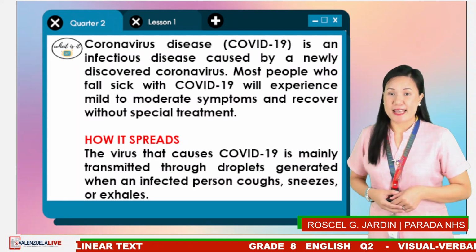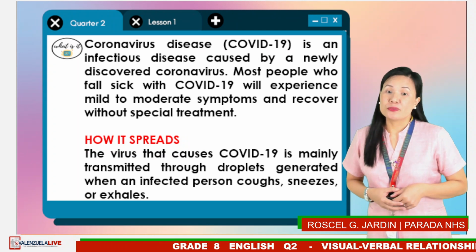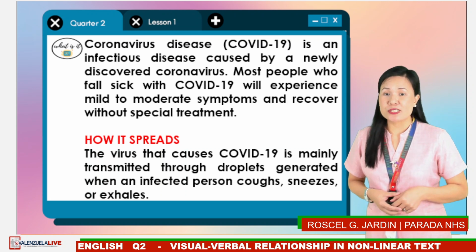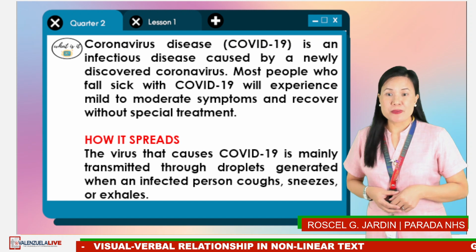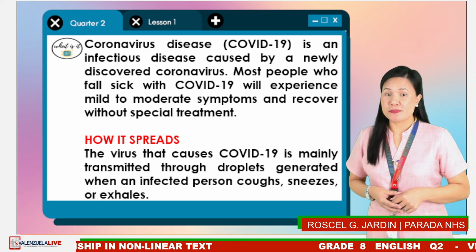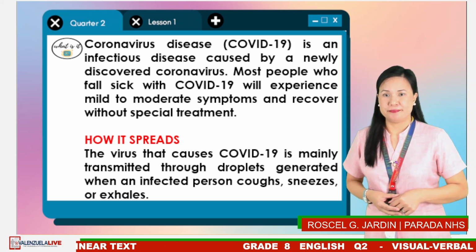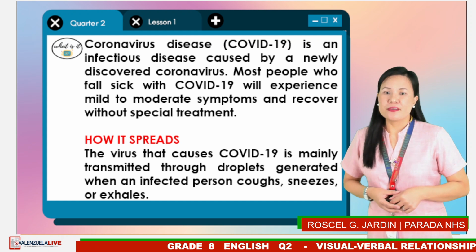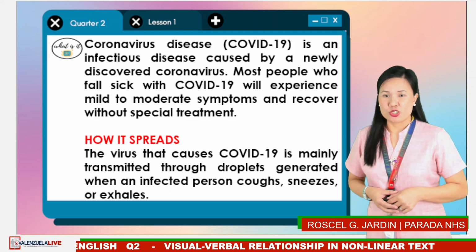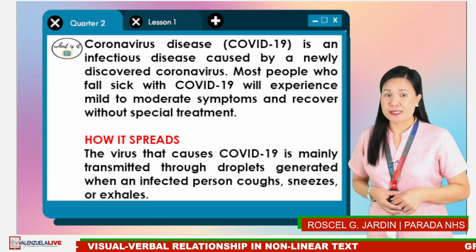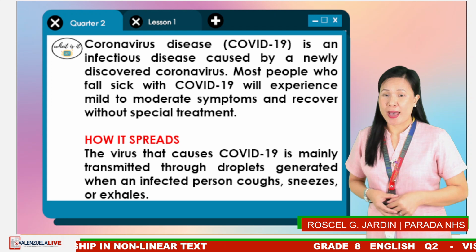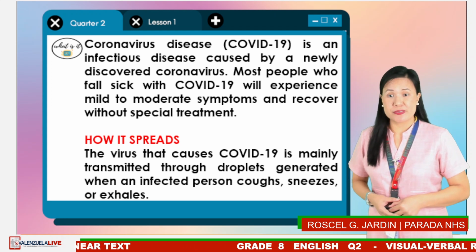Let us look at this example. Coronavirus disease, COVID-19, is an infectious disease caused by a newly discovered coronavirus. Most people who fall sick with COVID-19 will experience mild to moderate symptoms and recover without special treatment. How does it spread? The virus that causes COVID-19 is mainly transmitted through droplets generated when an infected person coughs, sneezes, or exhales. These droplets are too heavy to hang in the air and quickly fall on floors or surfaces.